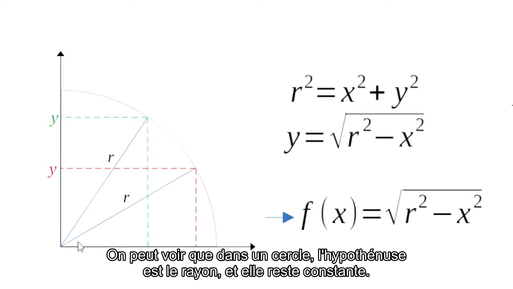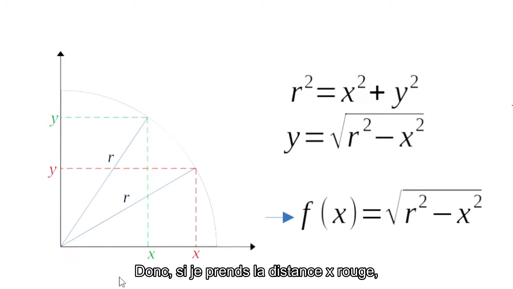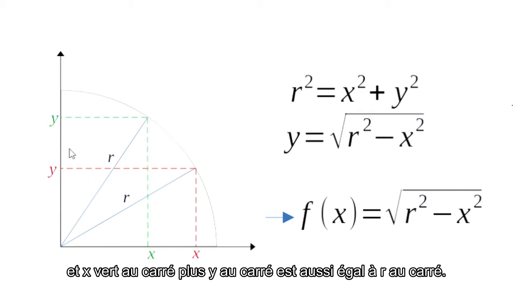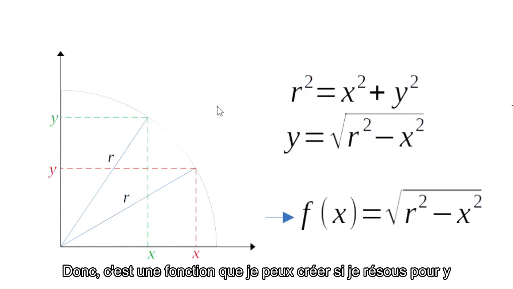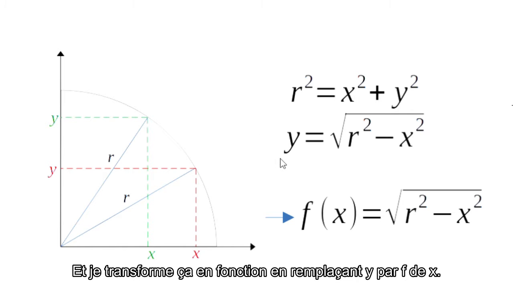Well, we can see that in a circle, the hypotenuse is the radius and it stays constant. It's always the same. So if I take this distance, x, the red one, red x squared plus y squared is equal to r squared, and green x squared plus y squared is also equal to r squared. So that's a function that I can make. If I solve for y, I get y is equal to the square root of r squared minus x squared, and I turn that into a function by replacing y with f of x.